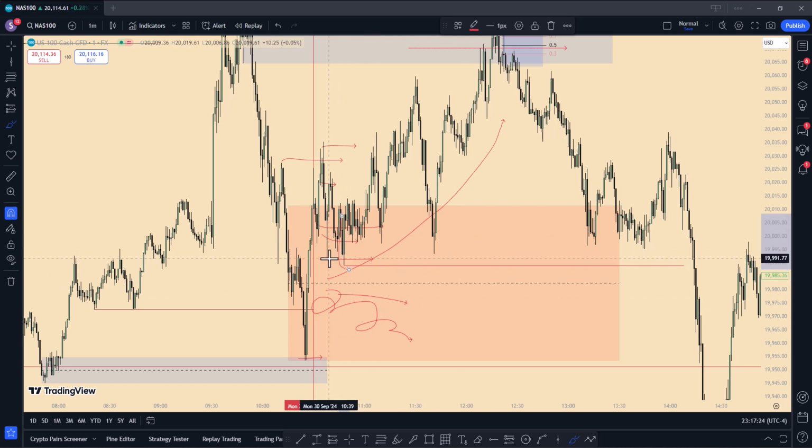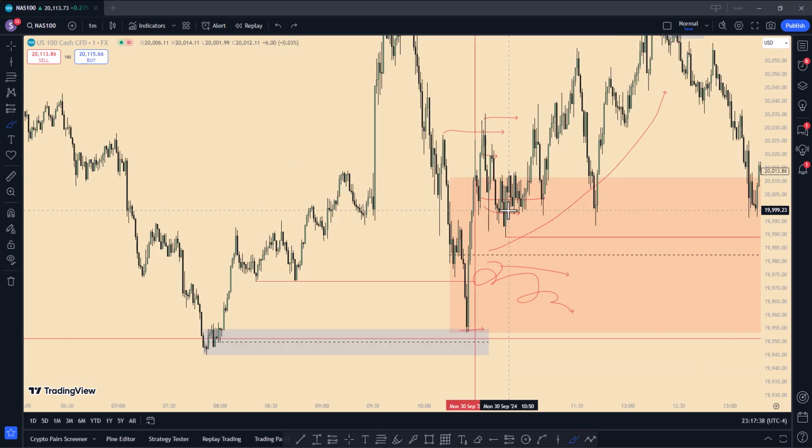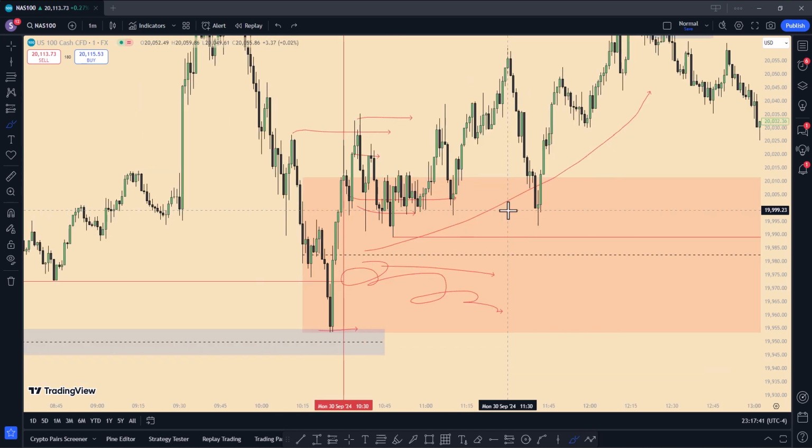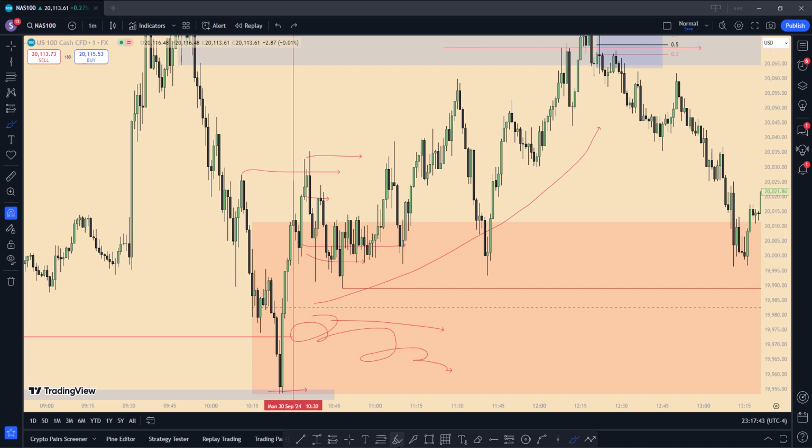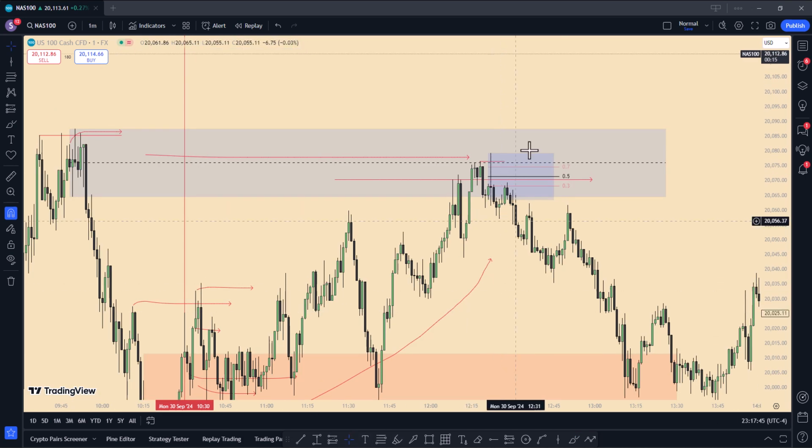So as you can see, the pattern we are looking for: sweep, and then the CSS here, and then price traded away from it. Another sweep here, CSS here, and then price traded away from it, right? But again, I was looking for deeper mitigation of the zone. Now, let's talk about this.